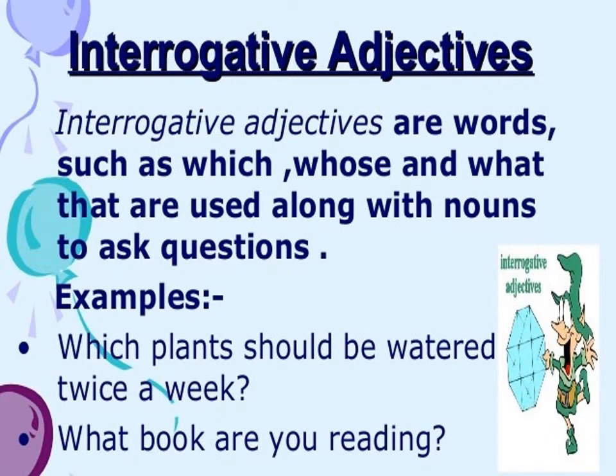Interrogative adjectives. As we all know, interrogative means question. So interrogative adjectives are those words like which, whose and what that are used along with nouns to ask questions. For example, which plants should be watered twice a week? Plant here is the noun and the word which is used with plant in order to ask a question. What book are you reading? Book again is a noun and the word what is used along with the noun book in order to ask a question. Hence, these words are interrogative adjectives.